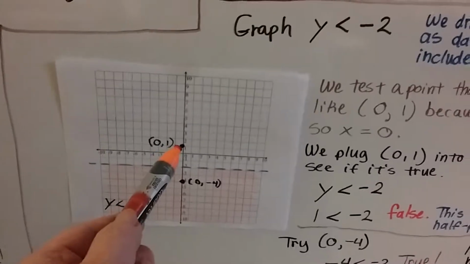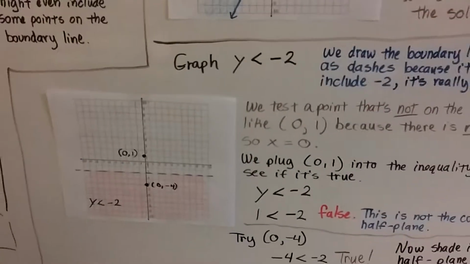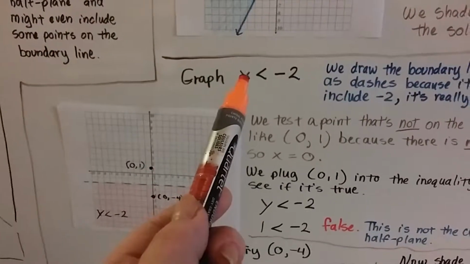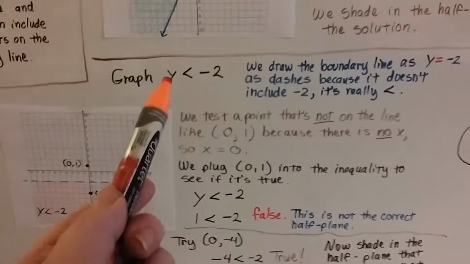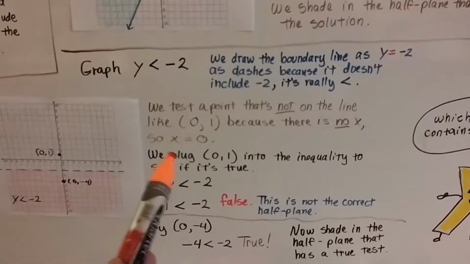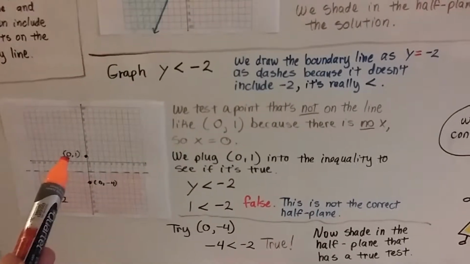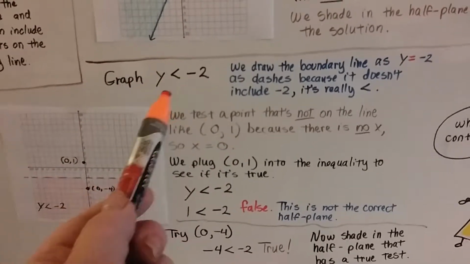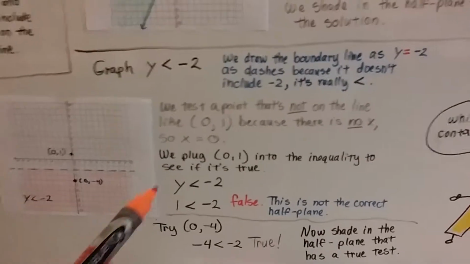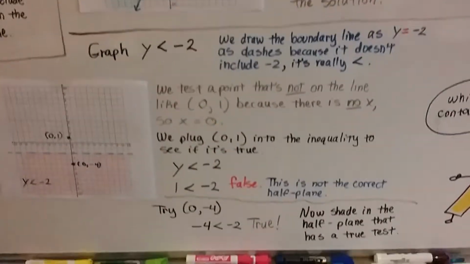So this point, x is 0, y is 1, we try plugging that in here. So if y was 1, we would put a 1 here. See? 1 is less than -2. Now, there is no x value, is there? So that's why it's set at 0. When you see something like this and there is no x in the inequality or the equation, that means x is 0. All right? So that would be a 0, 1.